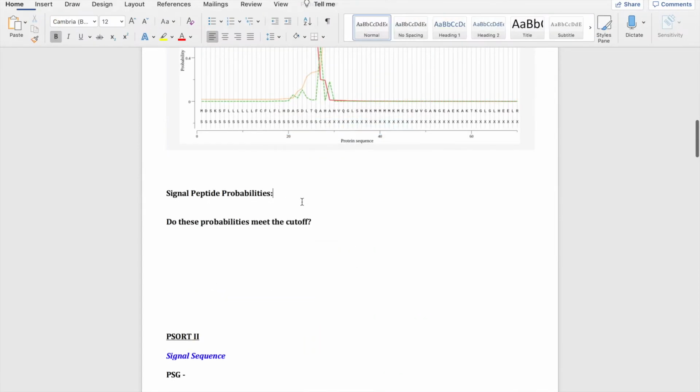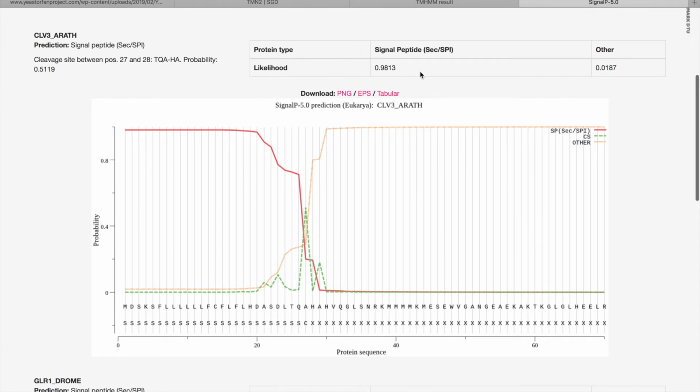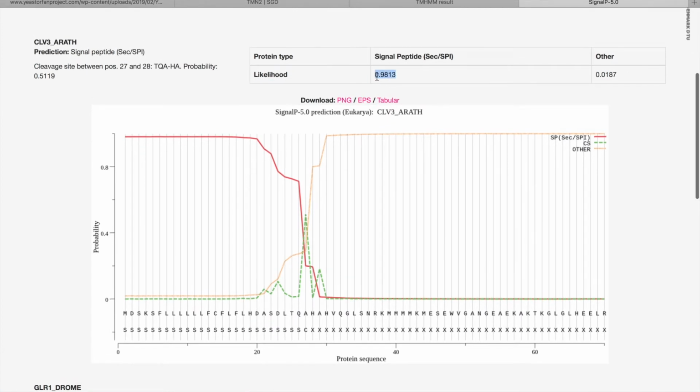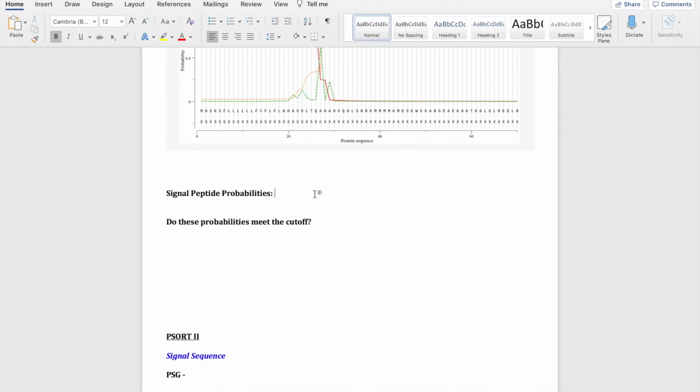We're also looking for the signal peptide probabilities, which is 0.9813. And do these probabilities meet the cutoff? Yes, it's greater than 0.75.